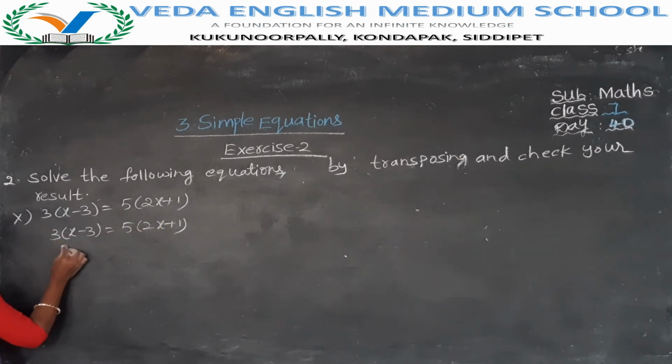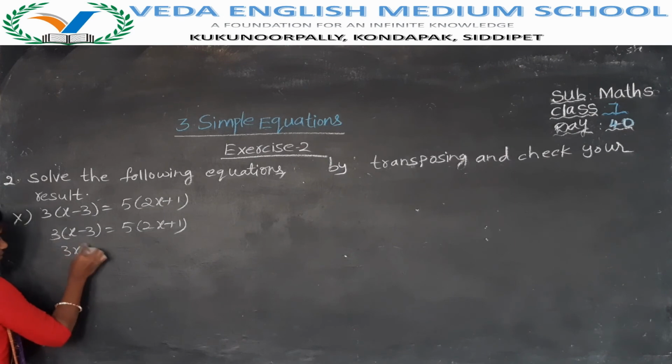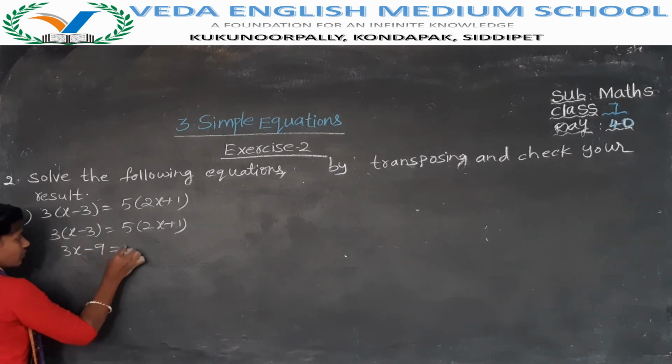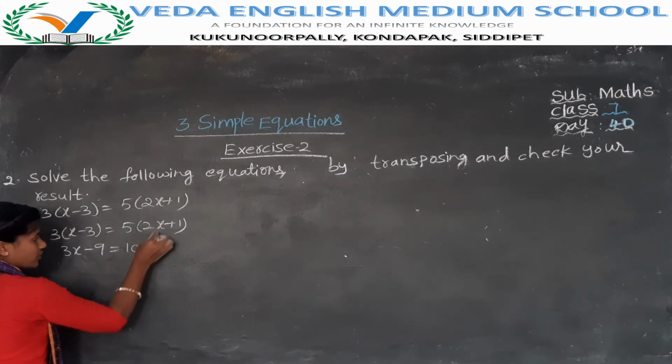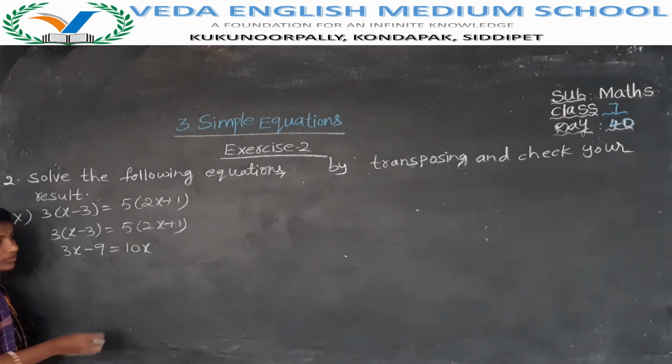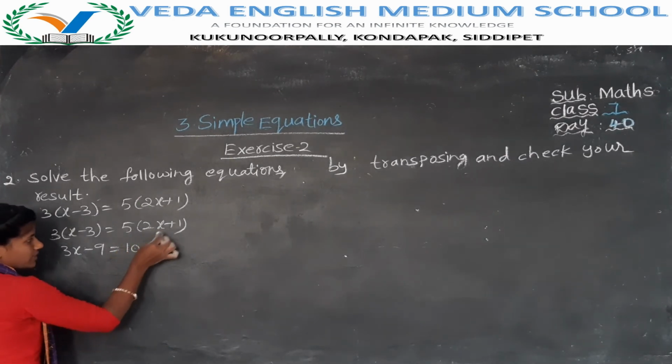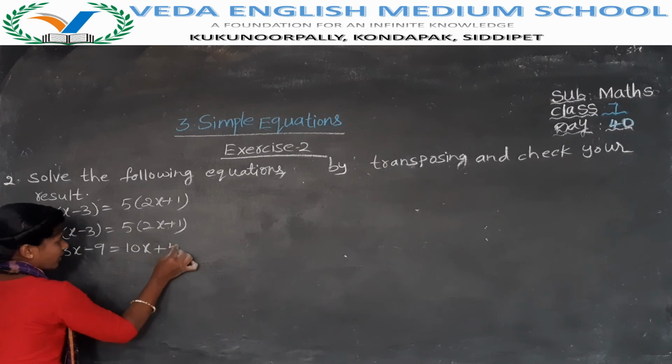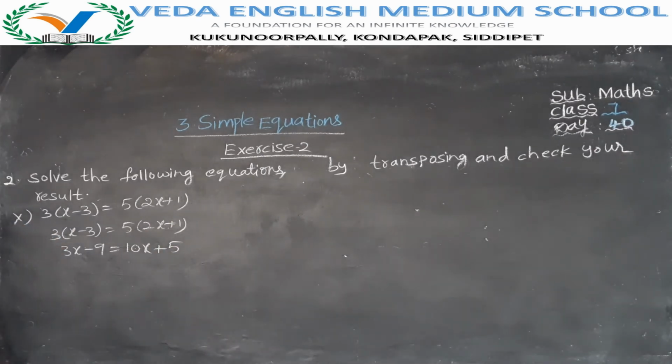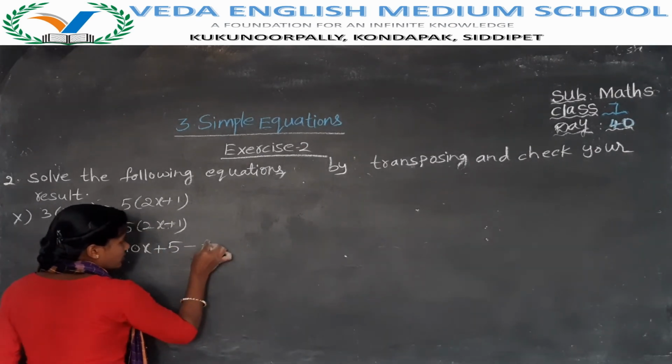Solution. 3 into x minus 3 is equal to 5 into 2x plus 1. Now we have to multiply. 3 into x, 3x minus 3 3s are 9 is equal to 5 2s are 10, x as it is, plus 5 1s are 5. Take this as equation 1.